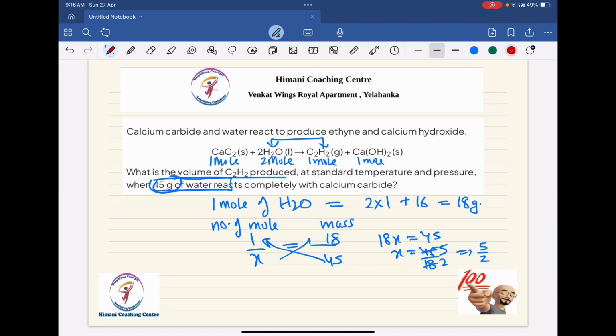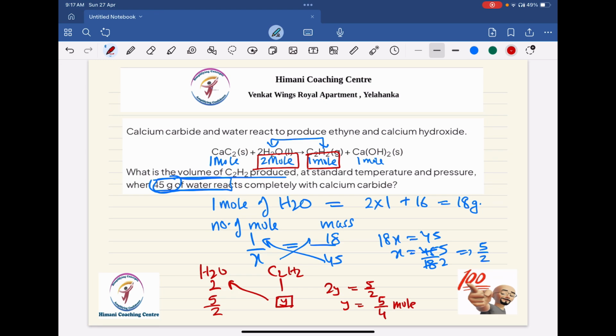Now let us go back to the question. What is the ratio in this particular equation between water and C2H2? H2O is 2 moles and C2H2 is 1 mole. So if H2O is 5 by 2 moles, how many moles would C2H2 be? We have 2y equals 5 by 2, or y equals 5 over 4 mole of C2H2.